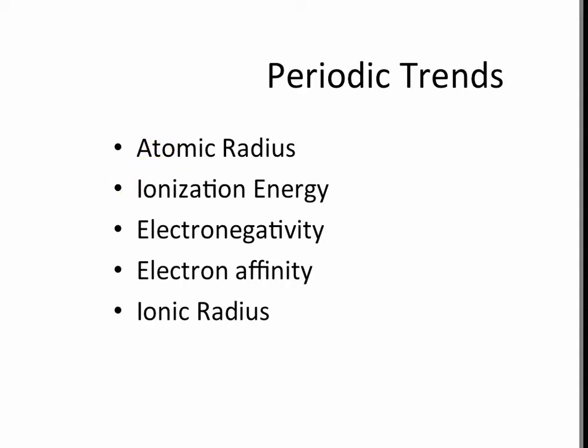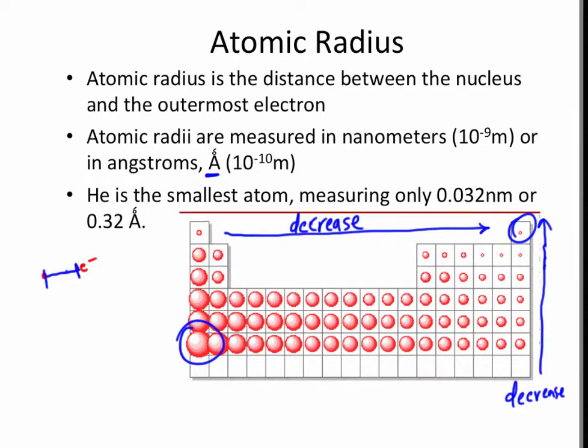So what I want to do now is go through all of these trends and quickly explain them using that idea. Let's start right away with atomic radius. We saw that the atomic radius decreased as we went to the top right. Now, why is that? Well, as we move to the top right of the table, let's start with moving to the right.